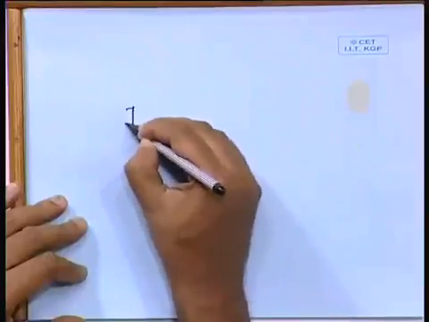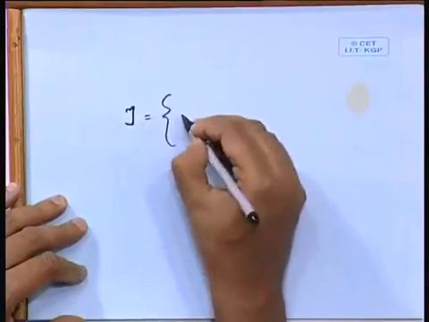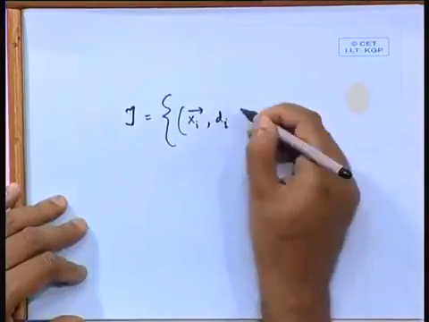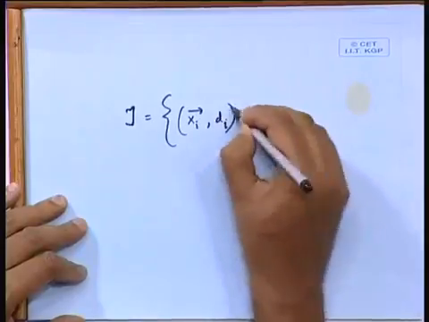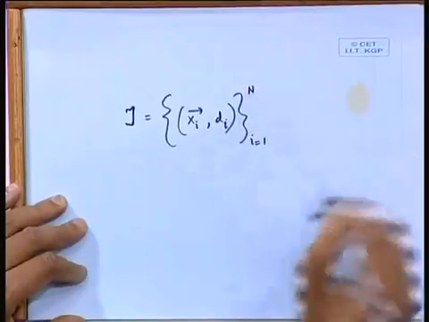So, that means to say what? That we have got a set of training samples given by xi vector comma di, for i equal to 1 to n, and this realization constitutes a set of training samples. So, the set of training samples we denote by T, equal to the set of xi vector comma di, for i equal to 1 to n.